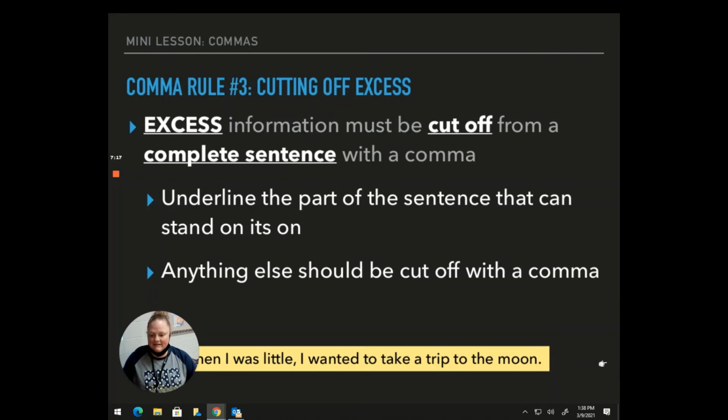When I was little is excess information. We don't need it. The complete sentence is right here. I wanted to take a trip to the moon. So when I was little is cut off with that comma.